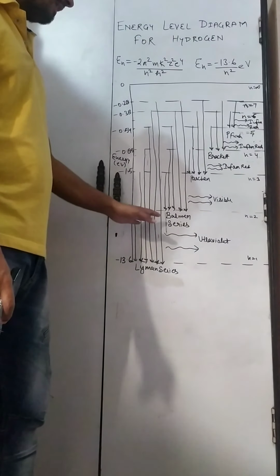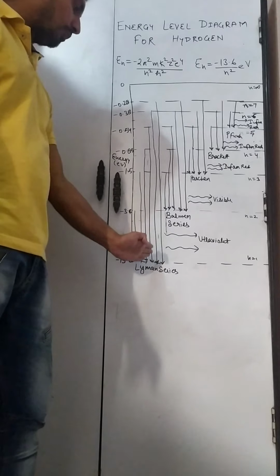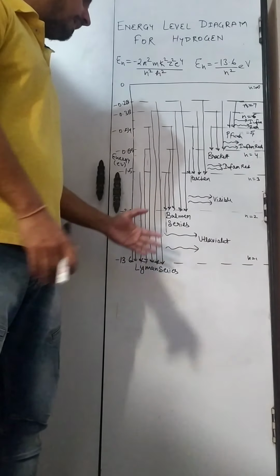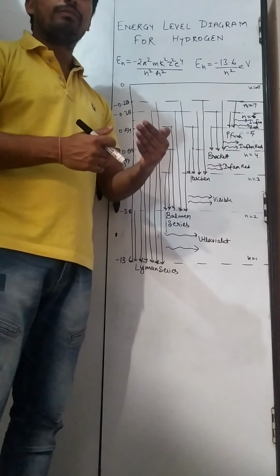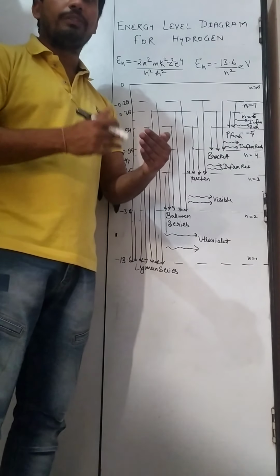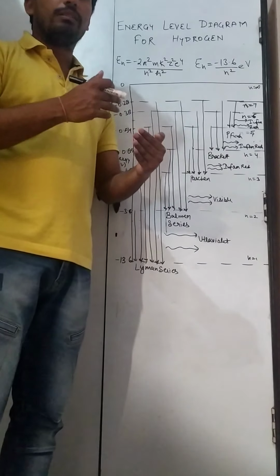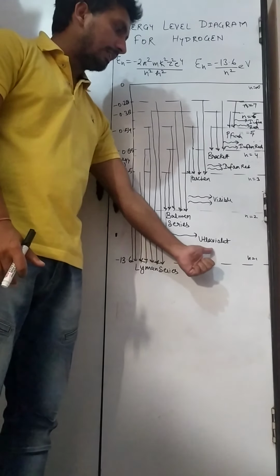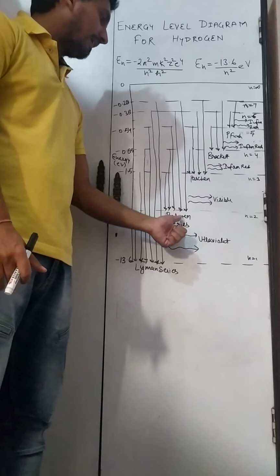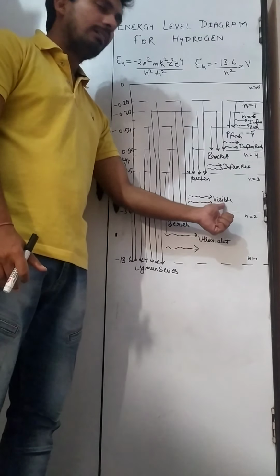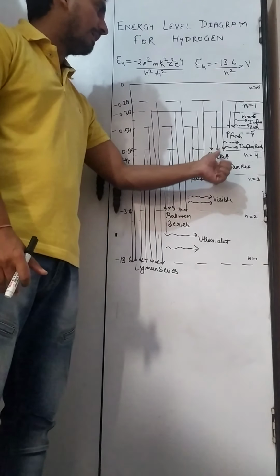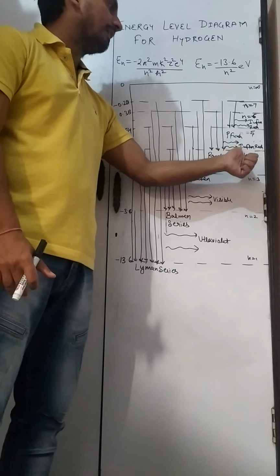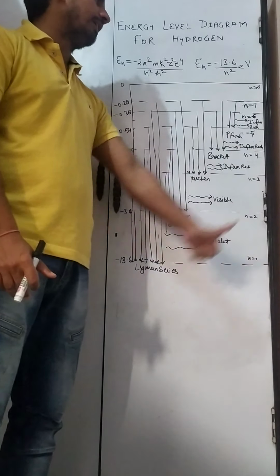So we can say from here, whether it is the Lyman, Balmer, Paschen, Brackett or Pfund series, it is emitting a photon that has a particular frequency or wavelength. That frequency in the case of Lyman comes in the ultraviolet region. In the case of Balmer it comes in the visible region. In the case of Paschen, Brackett and Pfund, the frequency or wavelength comes in the infrared range.